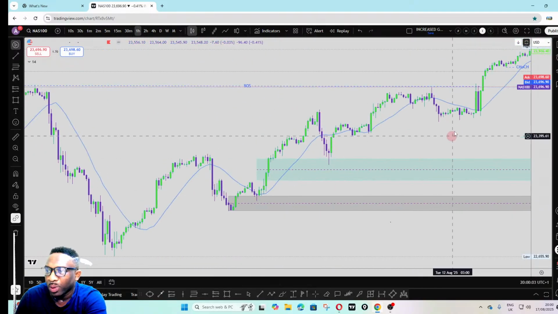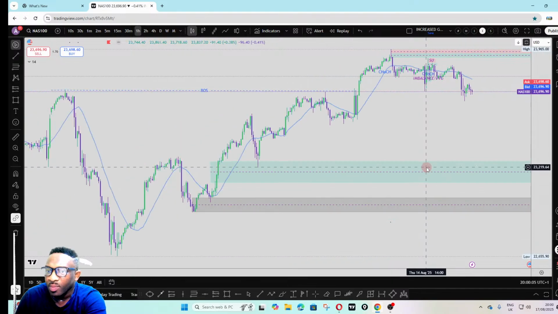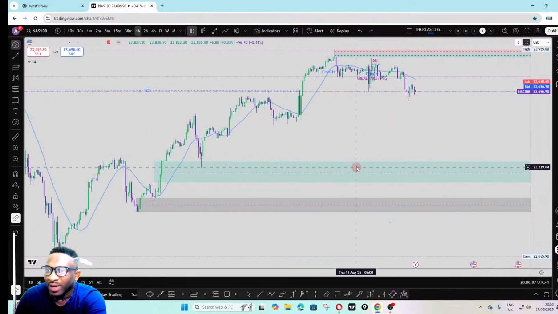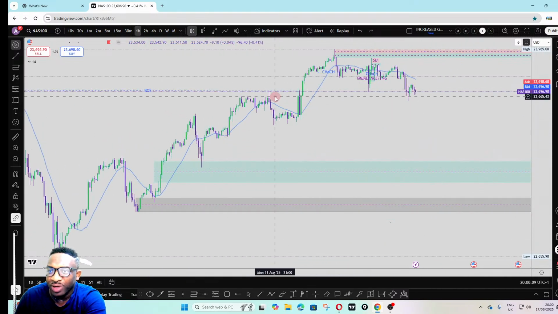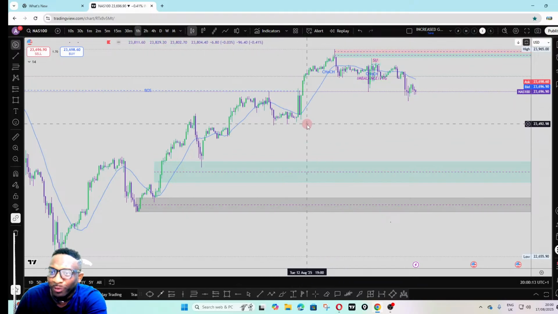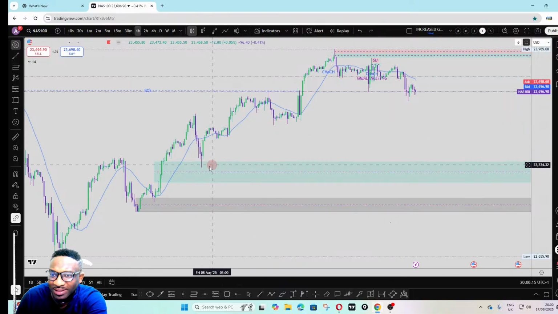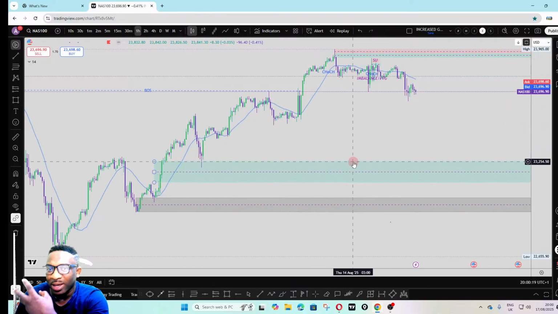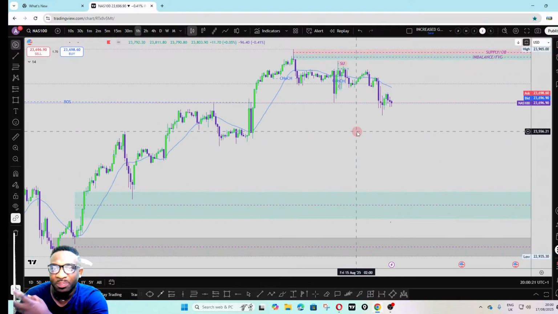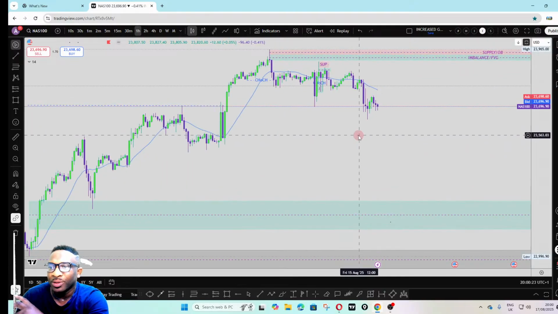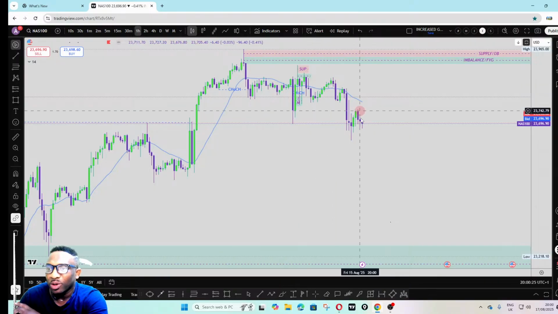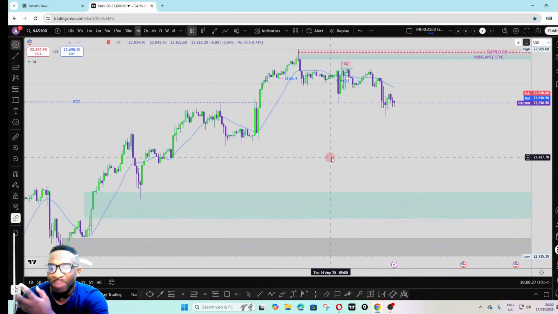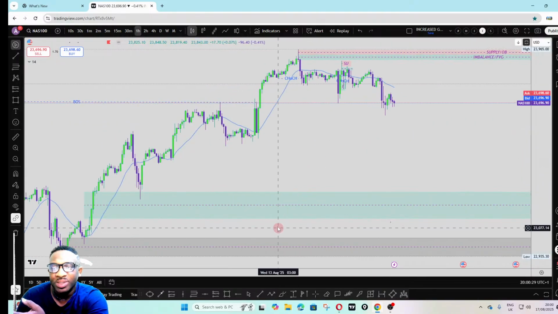So 1 hour, where are you? So we've identified this break of structure on the higher time frame, and at least we're anticipating for this liquidity area to be cleared, and then these imbalances to be cleared here. So that is our narrative that we picked on the higher time frame. So we're looking for sell opportunities here. Is just based on this narrative that we built earlier on.